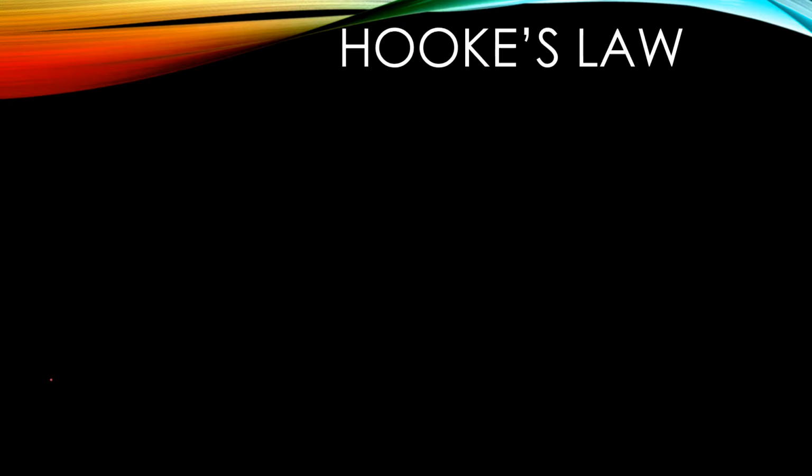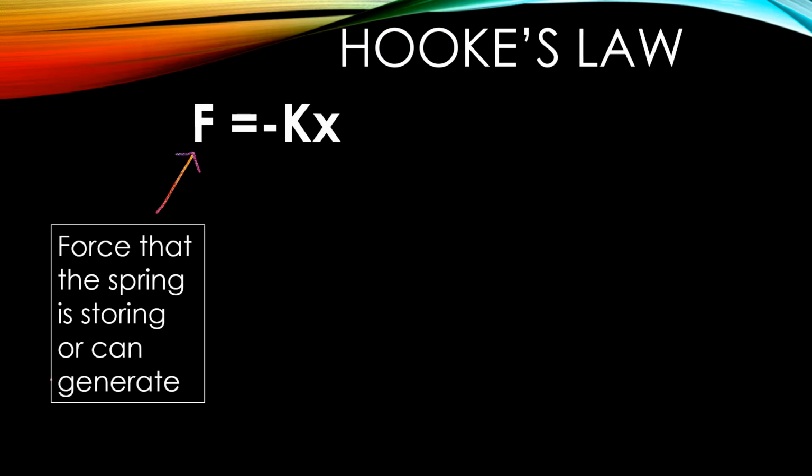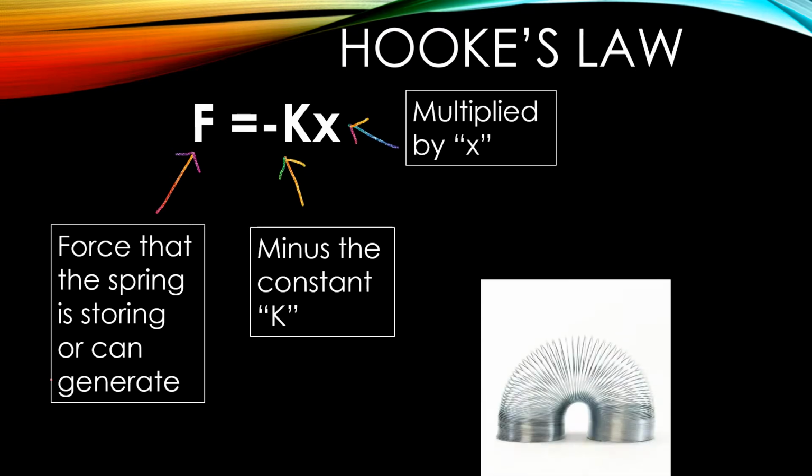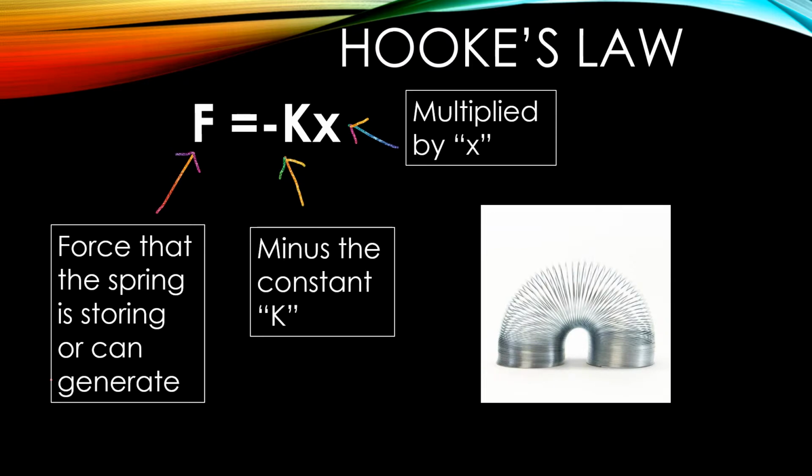A guy named Robert Hooke came up with Hooke's Law, which is F equals negative kx. F is the force that the spring is storing or can generate, minus the constant k. The spring constant depends on how big the spring is and what the material is made of, multiplied by x. X is how much the spring can stretch.